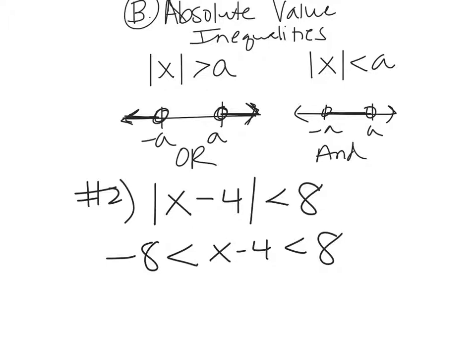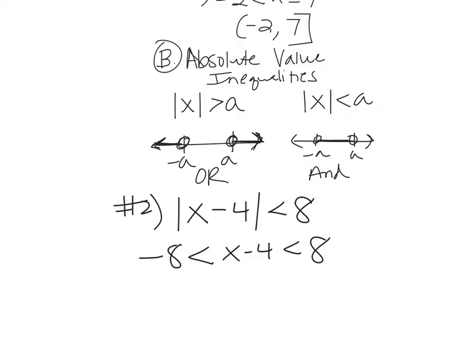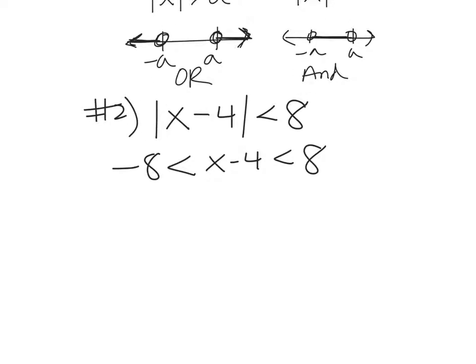Do you remember these last year? These were hard. This was like the first hard thing we got to in Algebra 2. Okay? So less than, it's an and problem. And then you just add 4 to both sides, or all the sides really. And you get -4 is less than x is less than 12.